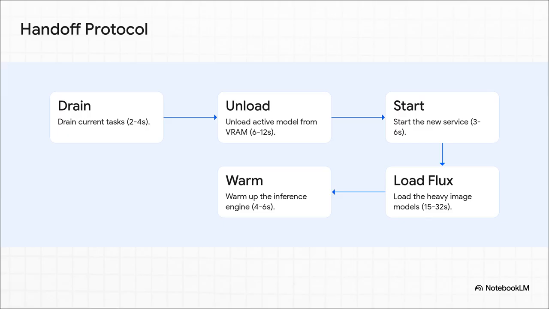Say you need to transition from Odysseus doing some deep thinking over to Comfy UI rendering an image. The system executes a highly choreographed sequence. First, it drains the current tasks, which takes about 2 to 4 seconds. Then it unloads the active model from VRAM, taking up to 12 seconds. Step 3, it starts the new service. Step 4, it loads up those heavy Flux image models, which can take anywhere from 15 to 30 seconds. And finally, it spends a few seconds warming up the inference engine. It is a beautiful hardware dance designed to maximize capability without ever blowing past that 16 gigabyte limit.